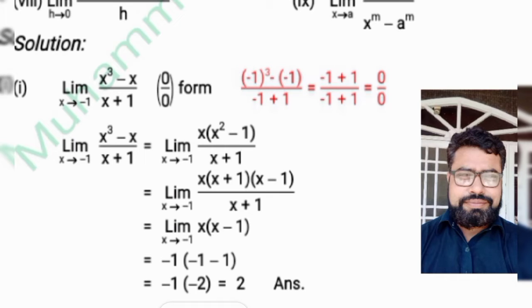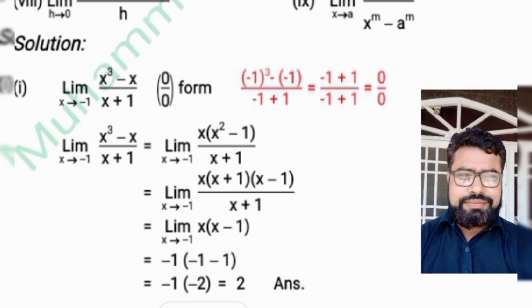Algebraic technique means it must be 0 by 0 form, and by applying algebraic technique, the 0 by 0 form will be removed after the cancellation of terms of numerator and denominator. Now we can put the value of x in this question.